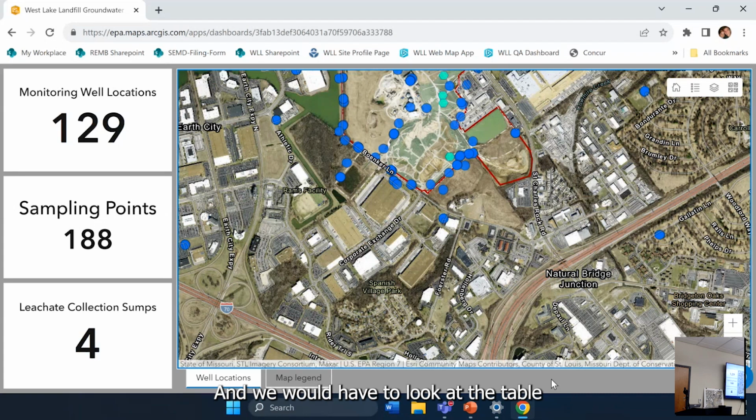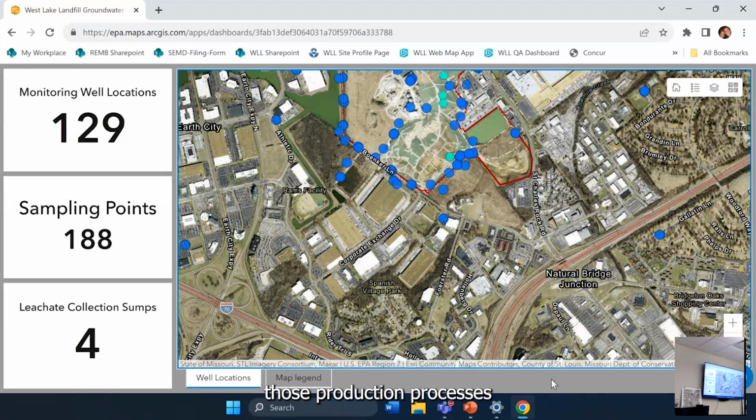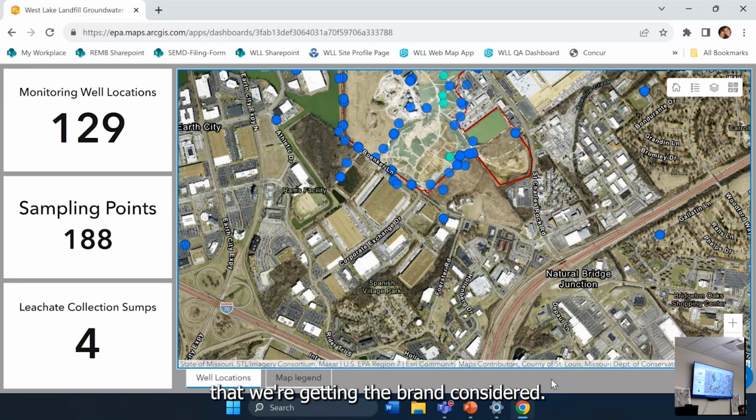And we would have to look at the table and evaluate that. Usually, most production processes would drive off any VOCs, but I can't say for sure. So we can consider. It's not going to drive that off. Right, and we're not seeing high concentrations of radium. There's one well offsite that exceeds the radium MCL. The rest, so far, do not.